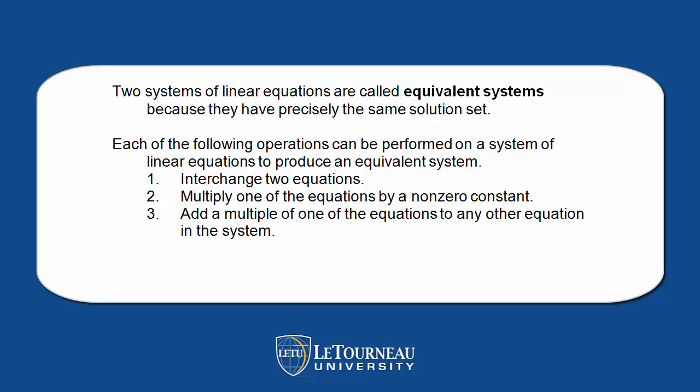Now we've looked at interchanging two equations and multiplying one of the equations by a non-zero constant. The third thing we can do is add a multiple of one of the equations to any of the other equations in the system. We'll still get the same solution. We'll have an equivalent system.